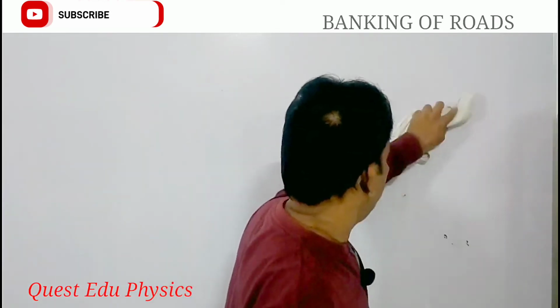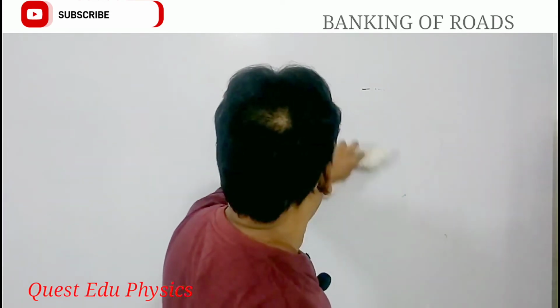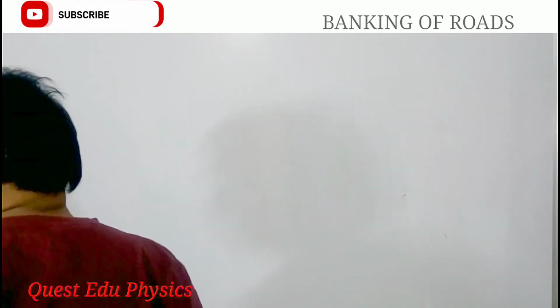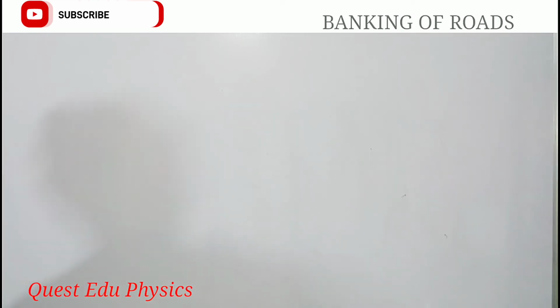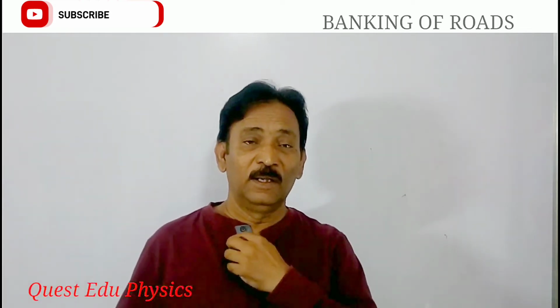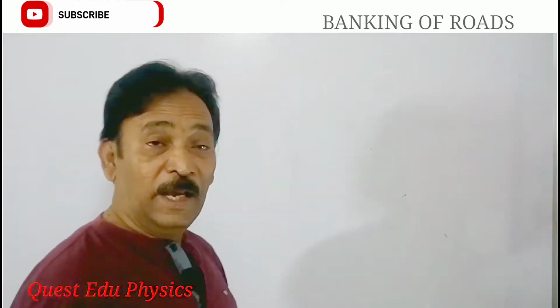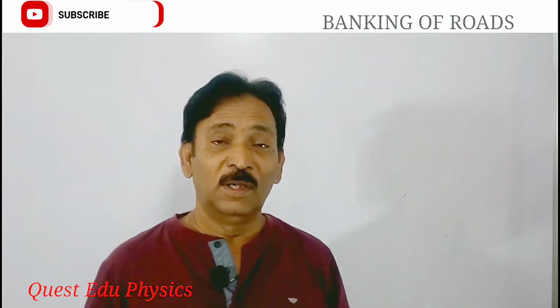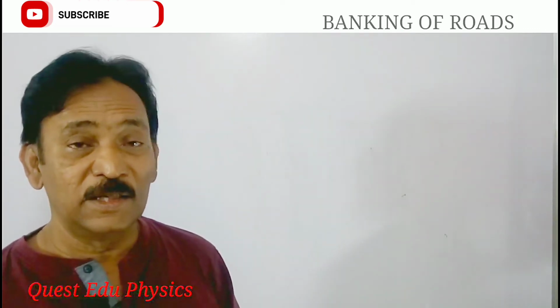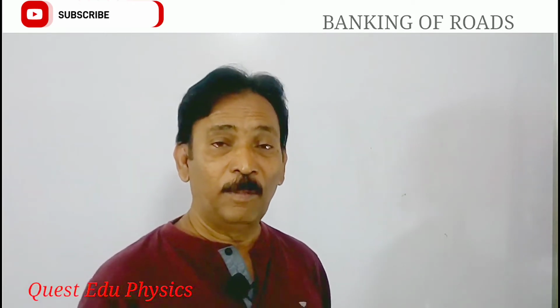Okay students, now we are going to talk about banking of the roads. First of all, you have to understand what is meant by banking. Banking is nothing but elevating one side of the road with the horizontal. Elevating one side of the road with the horizontal is known as banking. The angle made by the elevated road with the horizontal is the angle of banking.